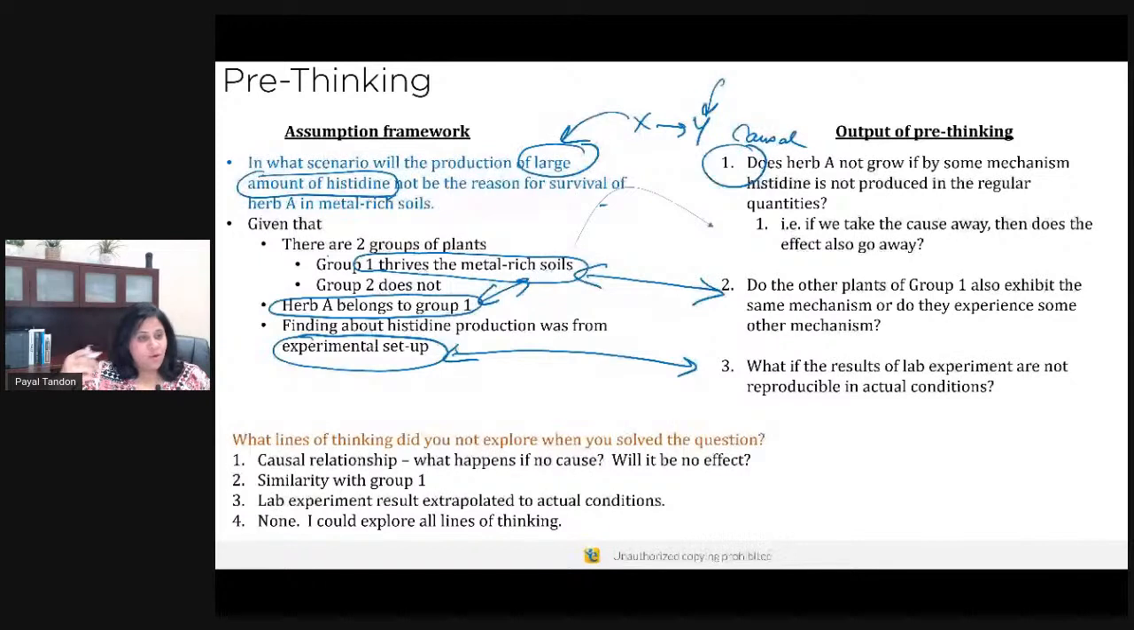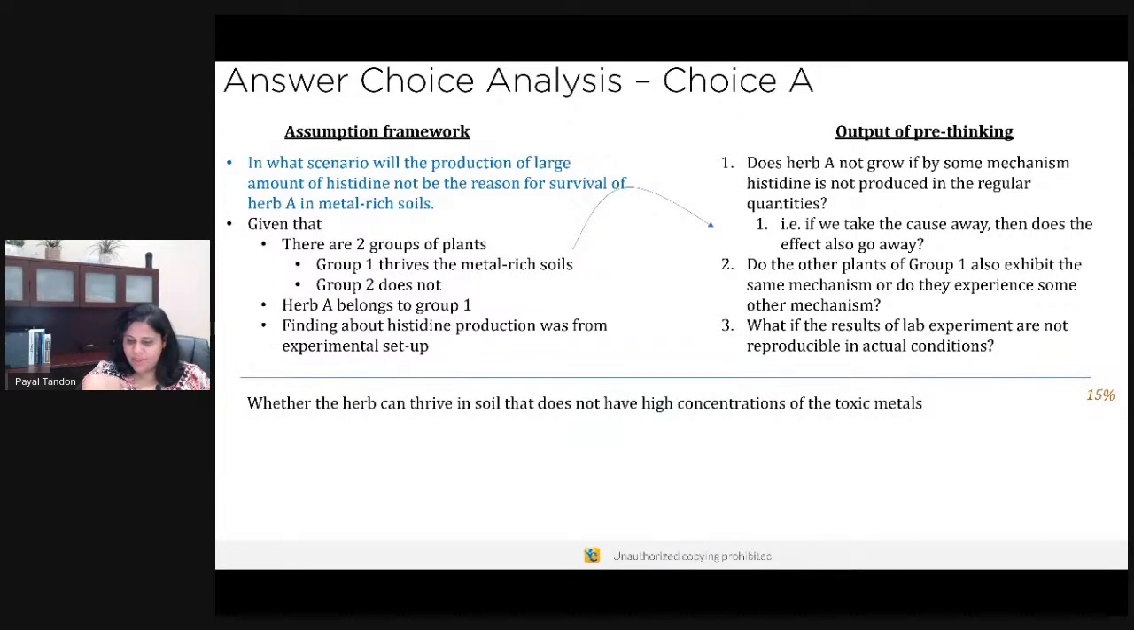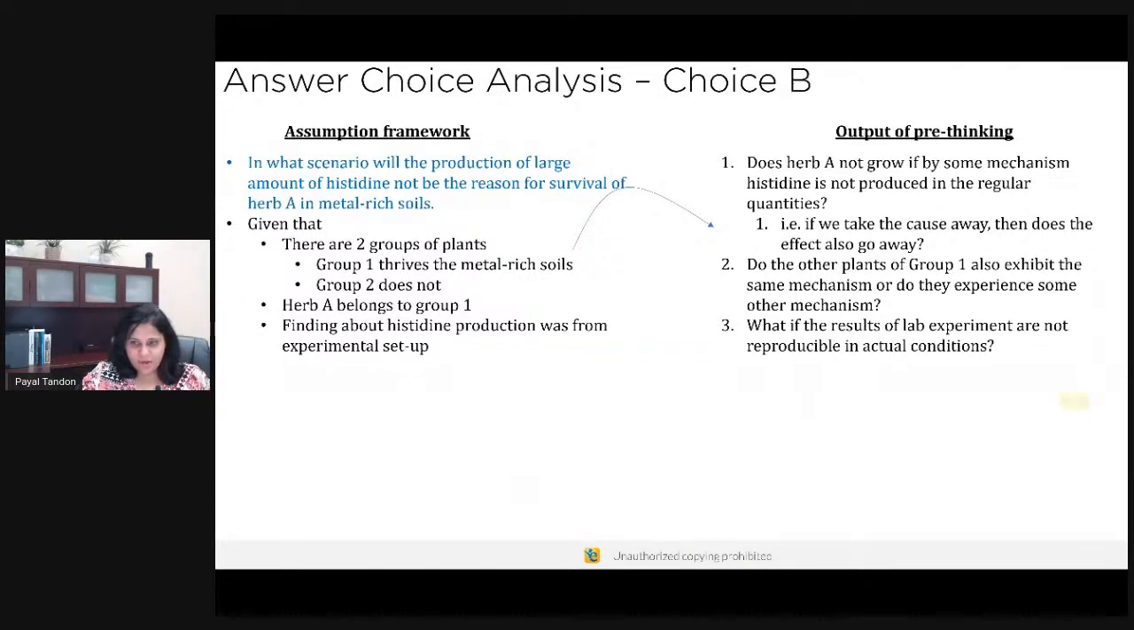You're going to see not 1, not 2, but as many lines of pre-thinking as you can. We are going to talk about that in those files. Okay. All right, now let's take a look at the answer choices. Whether the herb can thrive in soil that does not have high concentrations of toxic metals. Again, we are not concerned about conditions where there are not that many toxic metals. We are talking about high metal-rich soils, right? So this choice has no bearing.